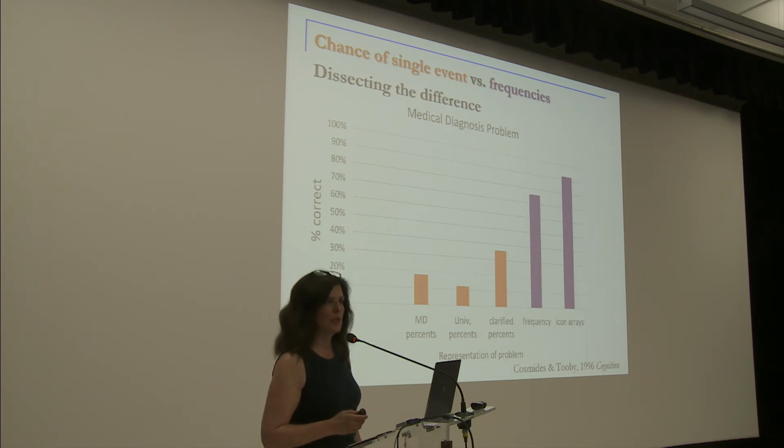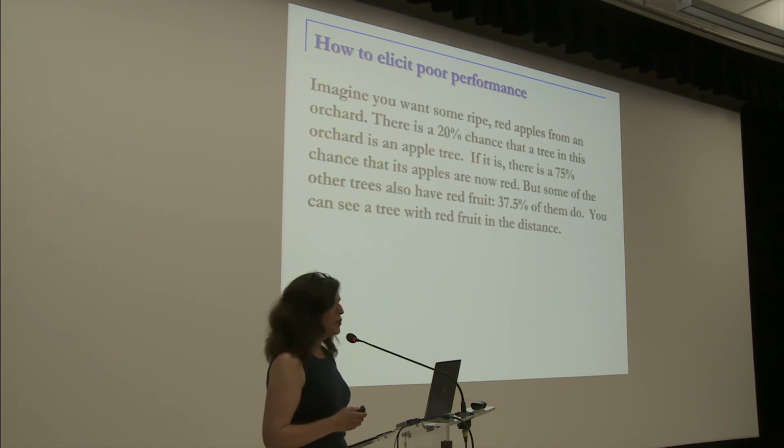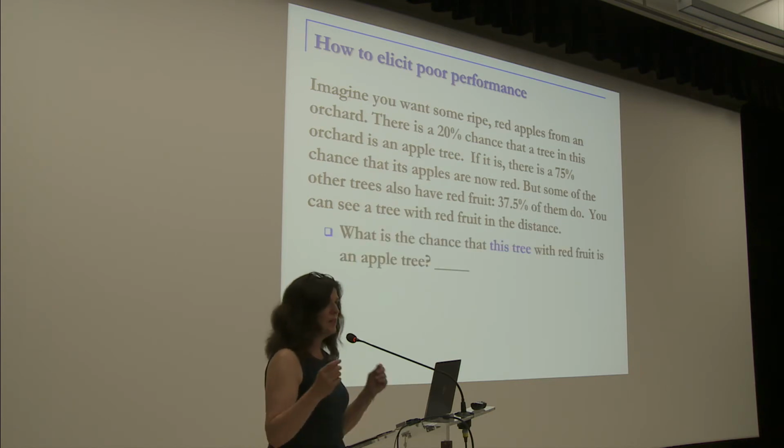I'm going to do it using a more foraging-related problem. So this is how you elicit poor performance. Imagine you want some ripe red apples from an orchard. There's a 20% chance that a tree in this orchard is an apple tree. If it is, there's a 75% chance that its apples are not red. But some of the other trees also have red fruit. 37.5% of them do. You can see a tree with red fruit in the distance. What is the chance that this tree with red fruit is an apple tree?